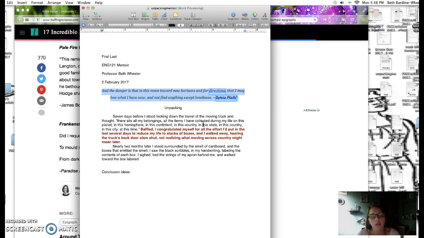So the one I chose, I found, I believe, from the Goodreads website that I mentioned before, and I found the one that says, "And the danger is that in this move toward new horizons and far directions, I may lose what I have now and not find anything except loneliness." And so I'm probably going to end up using this epigraph to talk about surprising things that I experienced as I unpacked that were actually the contrary to what I believed, that when I would move, things would not be the same, and then I actually had a more positive experience. So I'll kind of use it as a contrasting kind of thing.